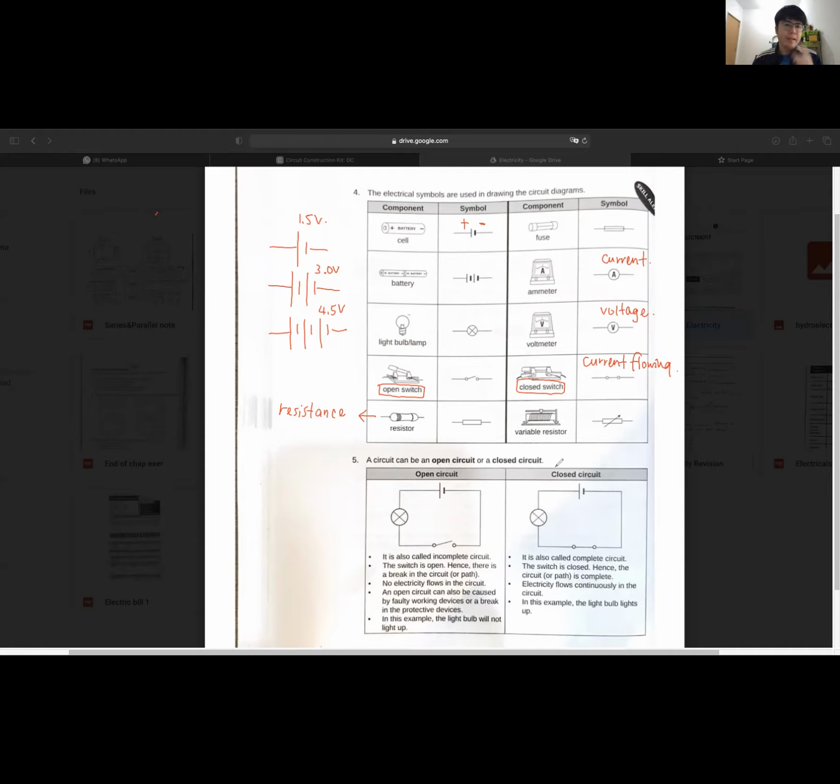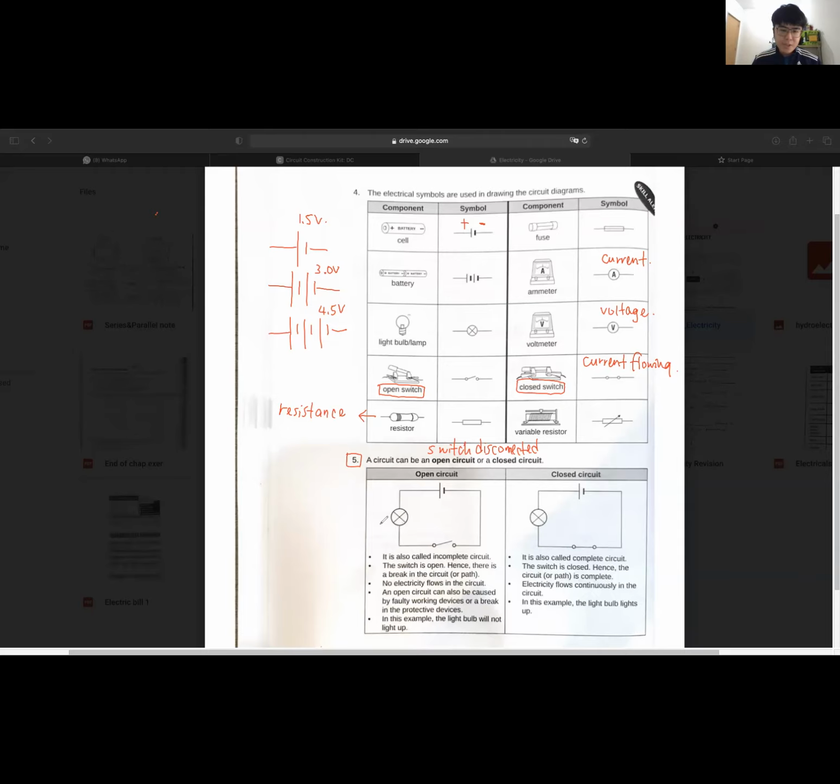Okay, now look at number 5. Here we've got two types of circuits. A circuit can be an open circuit or a closed circuit. Now, again, open circuit means what? Open circuit, is there any current flowing? Open circuit, this is the switch. The switch is disconnected, right? Open circuit means there is no current flow, and closed circuit means there is current flow.